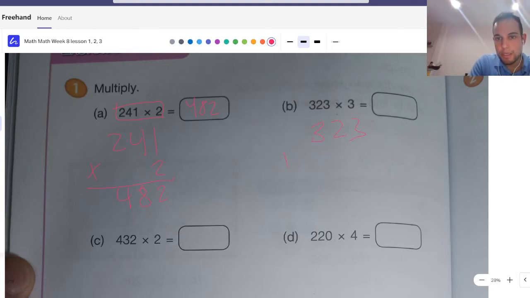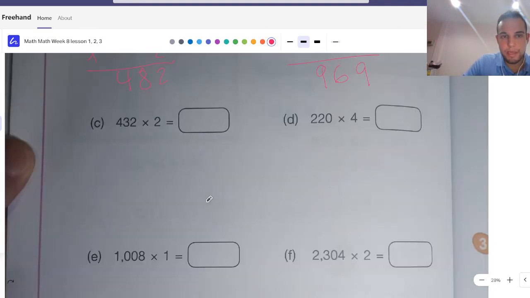B. 323 times 3. Here we go. 3 times 3 is 9. 3 times 2 is 6. 3 times 3 is 9. So we have the answer 969.